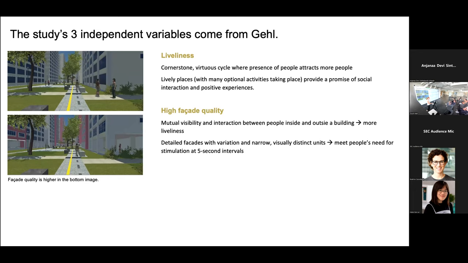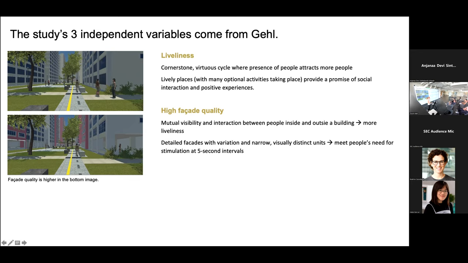The second feature was high facade quality. So one of the features of high facade quality is this transparency. So you can see from outside to the inside of the building and vice versa. So that again creates that sense of liveliness. And also another feature of high facade quality is having detailed facades that have a lot of variation and that are narrow, that have narrow and visually distinct units.